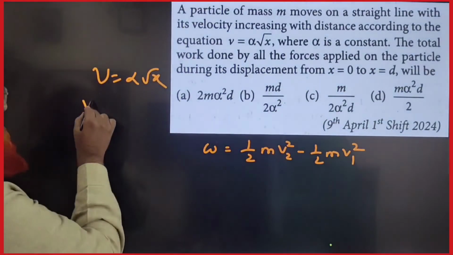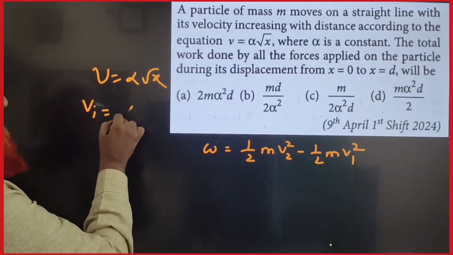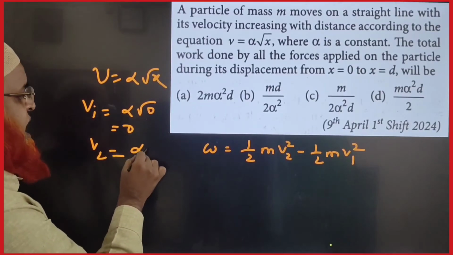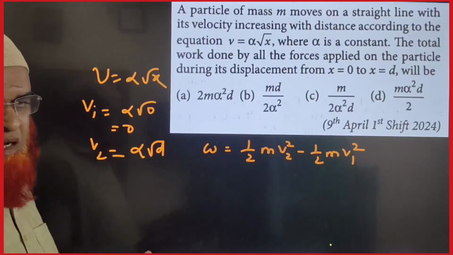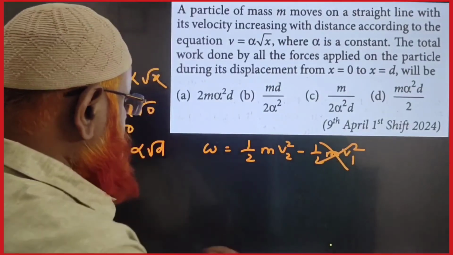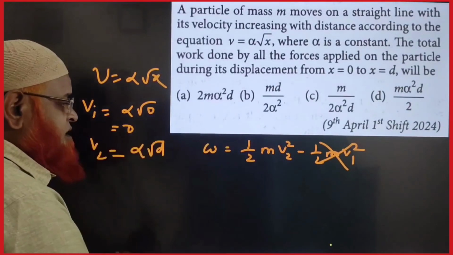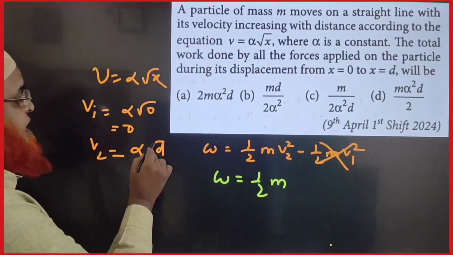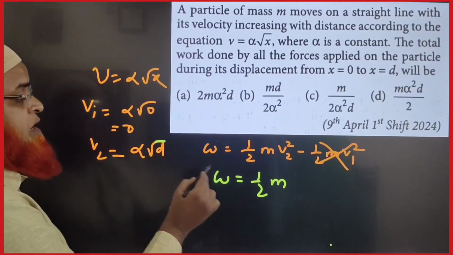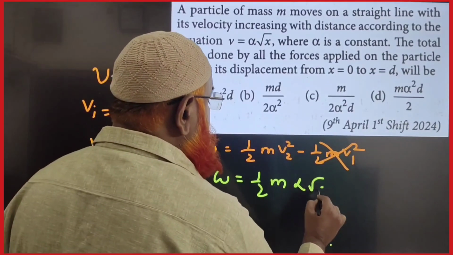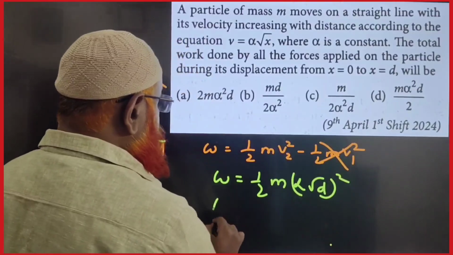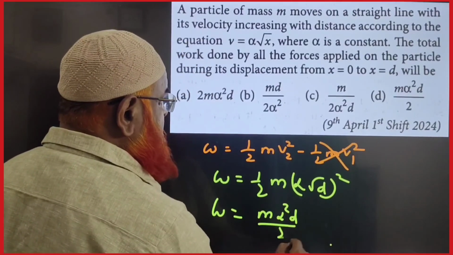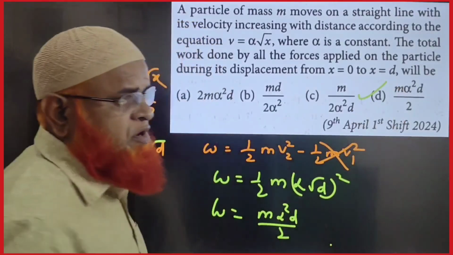Then what happens to initial velocity? That means v1 is going to be alpha root 0, which is equal to 0. Final velocity is alpha root d. That's it. So as initial velocity is 0, this part is getting cancelled here. Now the next part is going to be work done is equal to half m v square. It is alpha root d, alpha root d whole square. That's it. So w is equal to m alpha square d divided by 2. So therefore D option is going to be your answer. That's it.